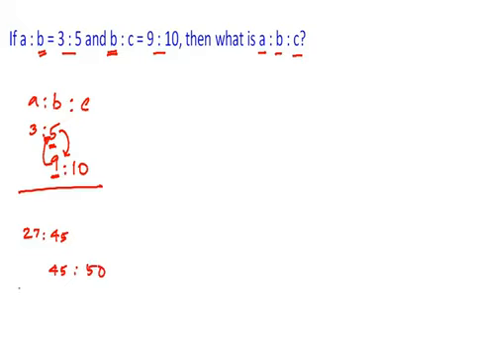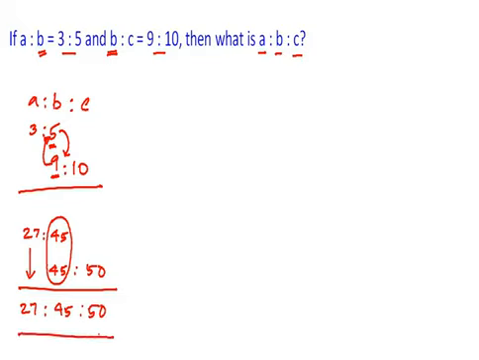Is that right? Now the same old method. We can clearly see that the B values are identical, so drop down the terms: 27 is to 45 is to 50. So that is the ratio between A, B and C. This is the logical method. We can solve the same question using two more methods. Let's see method 1, the trick 1.